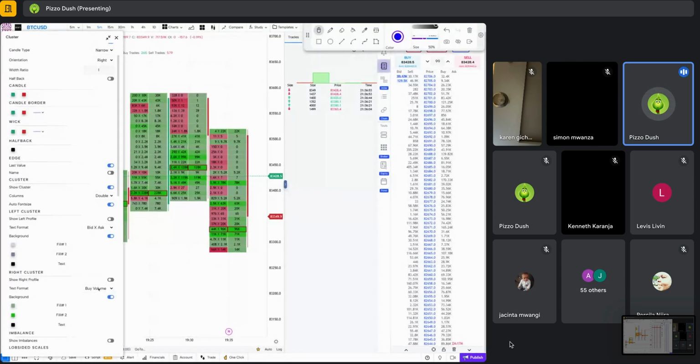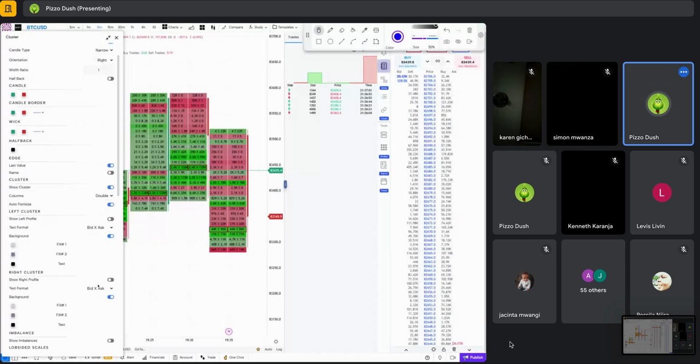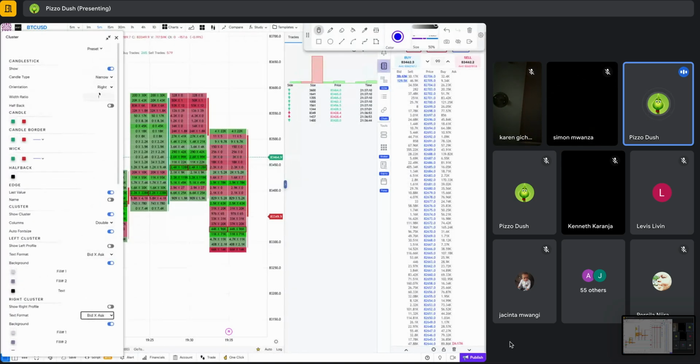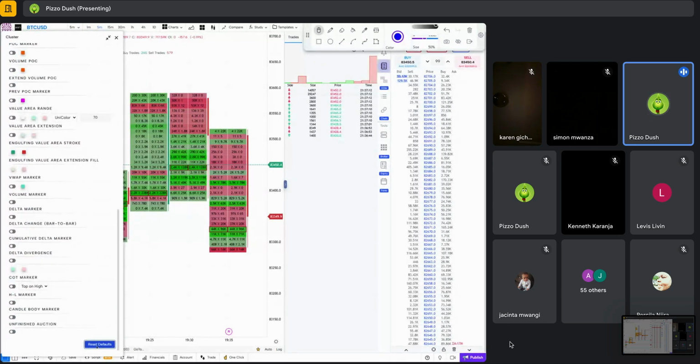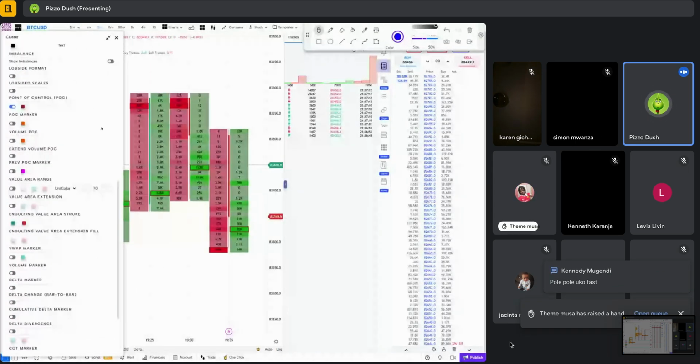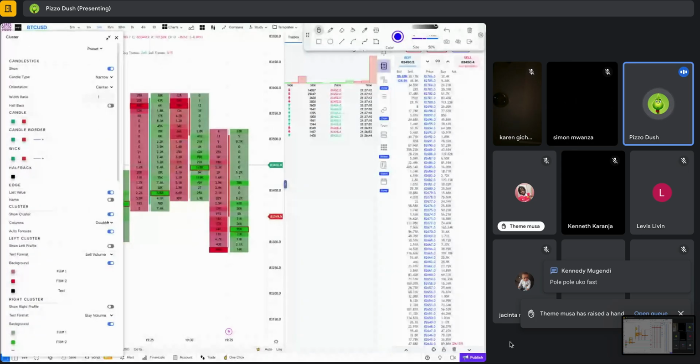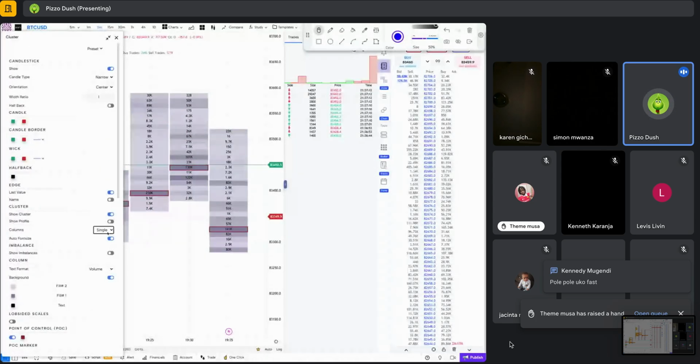This should not be too hard. Let me see. Yeah, double doesn't work, single. Oh yeah, let me redo it for you again. Set default. The first thing is here on columns, make sure it's single. On the column, make sure it's single. So let's start with the column. On the column, make sure it's single like that.